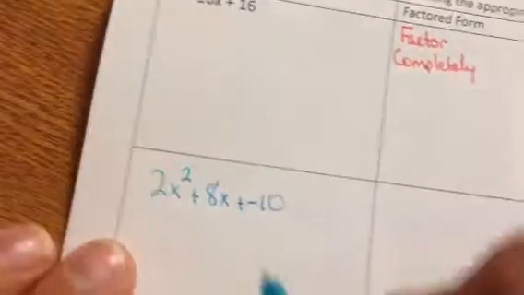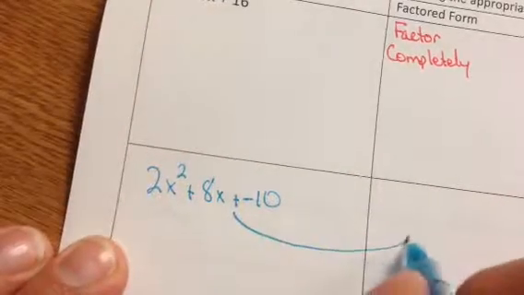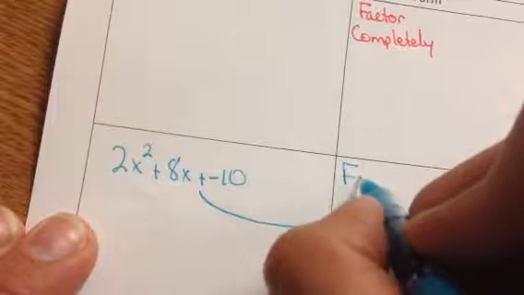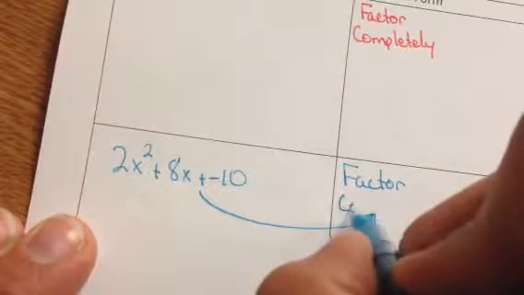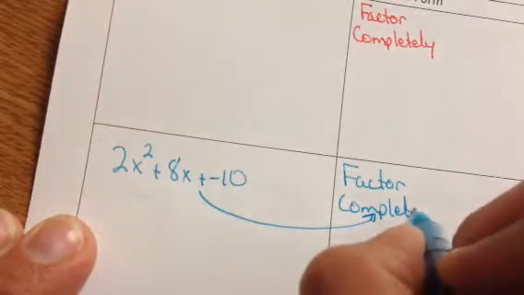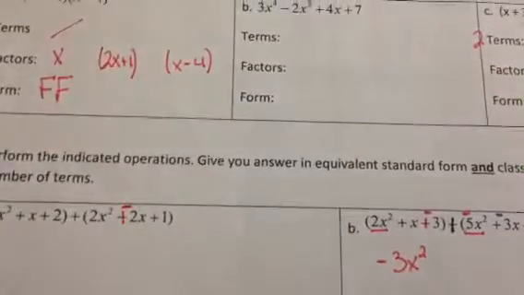And now the only form I need to get is factored form. And to do that, I should take this and factor completely. All right, and you're going to see how those go. And then that is your review.